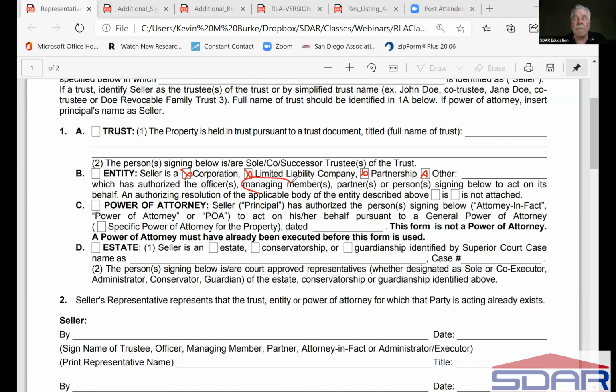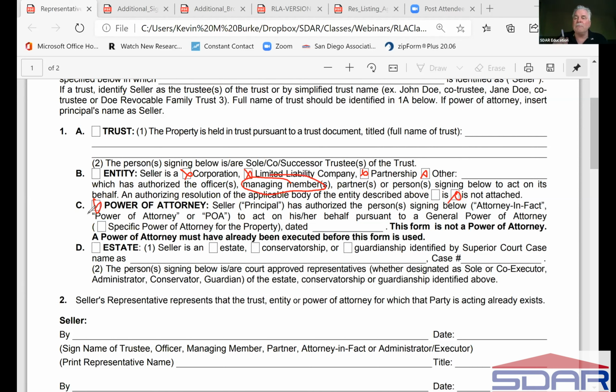I have one right now. We've got a managing member, partner, person signing below, to act on its behalf. An authorizing resolution of the applicable body of the entity described above is or is not attached, so please check the box. You either have it or you don't. And this is at the time of the listing. Then I have my power of attorney, otherwise known as a POA, right? So that the person signing below has power of attorney. This is not a power of attorney document.